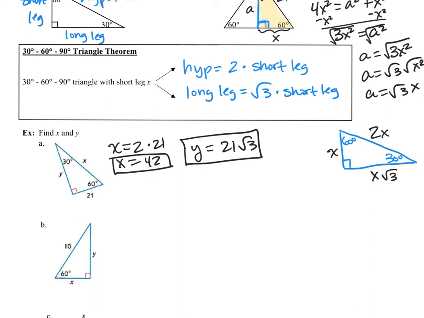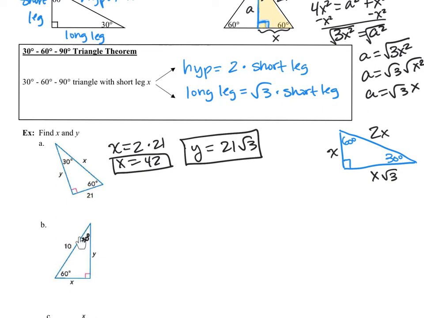In this example, we know the hypotenuse, and we're being asked to find x. Now, x would be opposite this 30-degree angle. Let's go ahead and label that angle 30 degrees. So we're going to find the short leg, and then once we know the short leg, we can find a measure for the long leg.